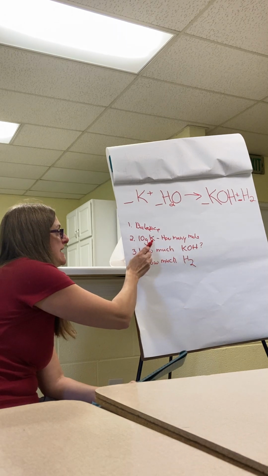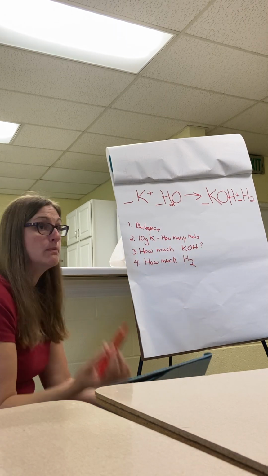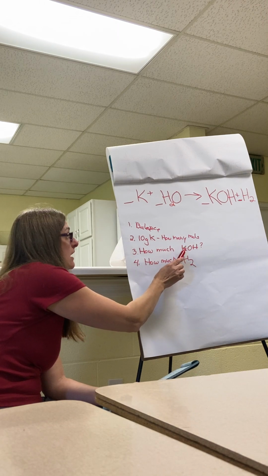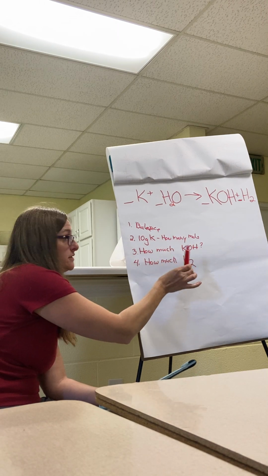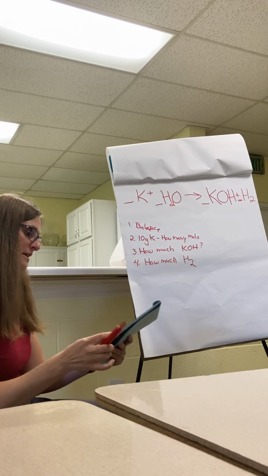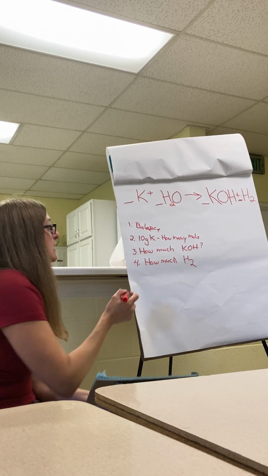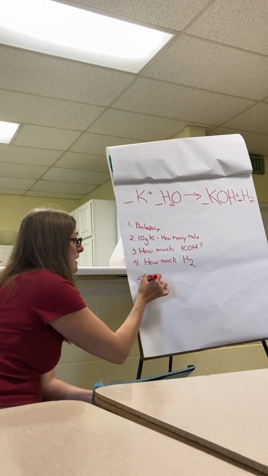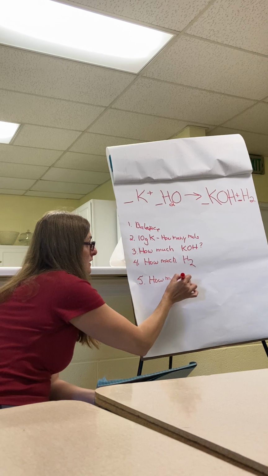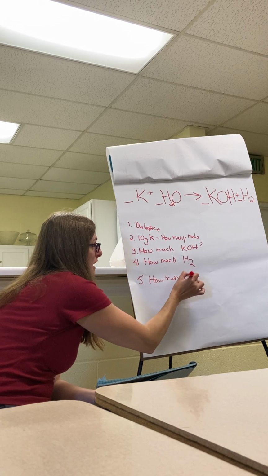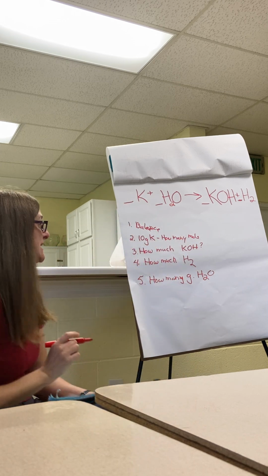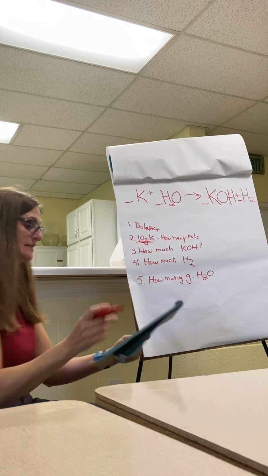You're given 10 grams potassium. How many moles is that? Then how much are you producing in mass? You'll have to go through moles of potassium hydroxide and hydrogen gas, and then find out how many grams of water you needed, the grams of water you use to react with your 10 grams of potassium.